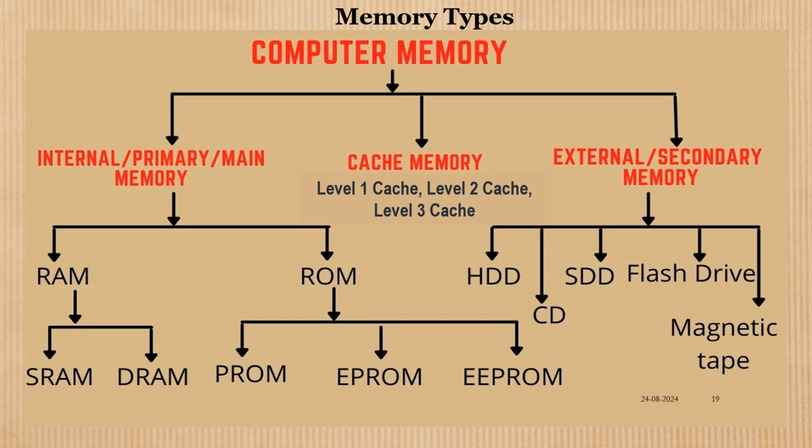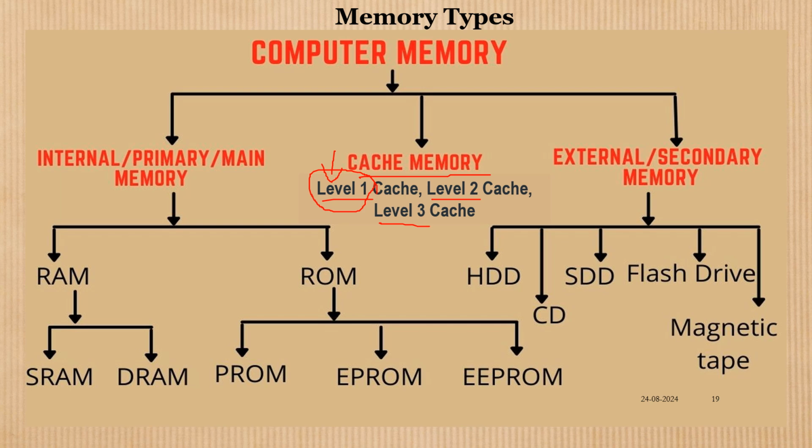The highest speed memory is called the cache memory, and the cache memory is further divided into level 1 cache, level 2 cache, and level 3 cache. The level 1 cache has the highest speed among all these three levels, and the storage capacity of the level 1 cache is low, but the speed is very high. Its speed is approximately equal to the speed of the core.